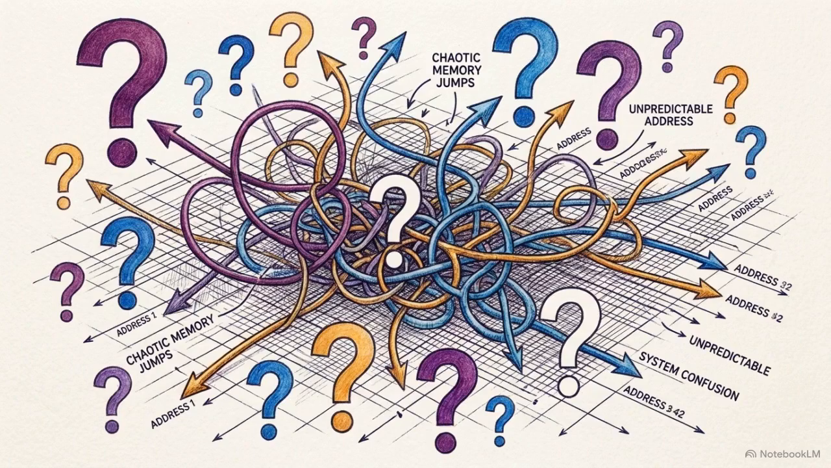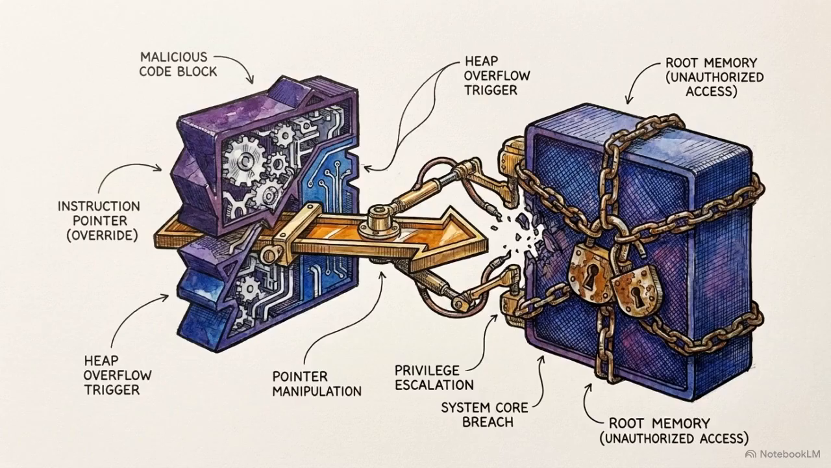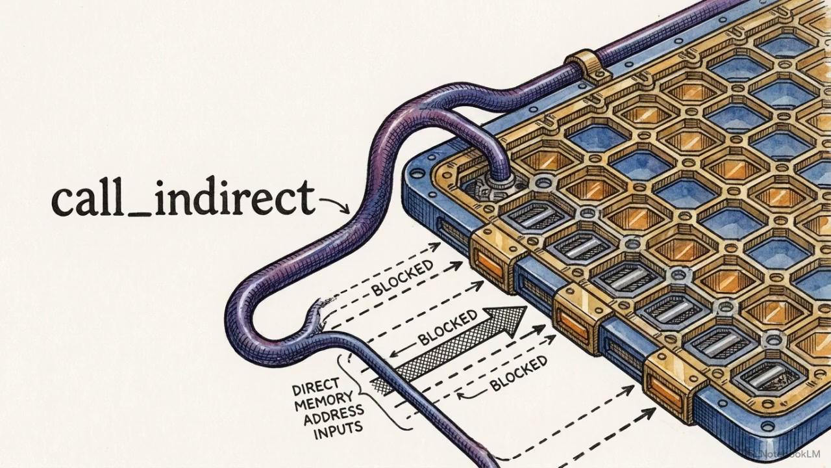The final vulnerability is indirect control flow. In languages like C, function pointers allow a program to jump to an arbitrary address in memory, which an attacker can exploit to hijack the program's execution. WebAssembly neutralizes this with the call indirect instruction, which completely forbids jumps to raw memory addresses.